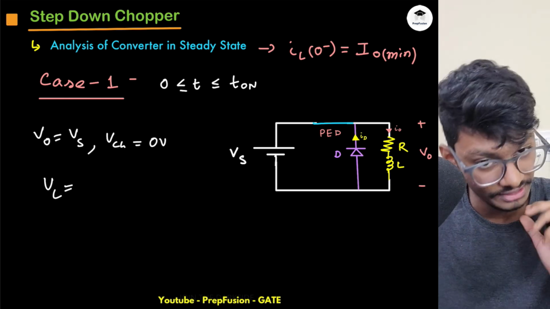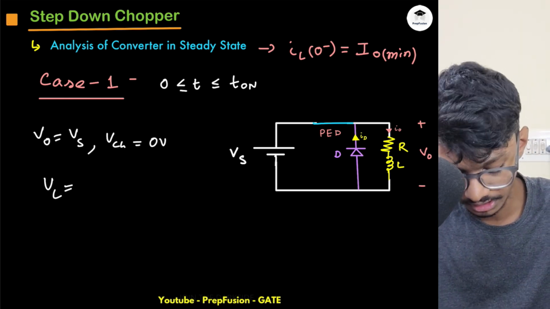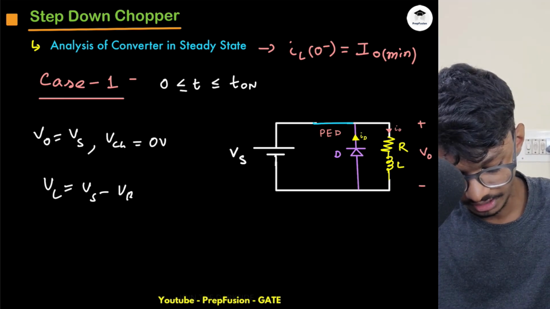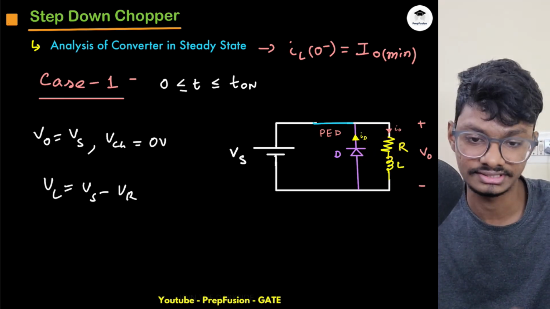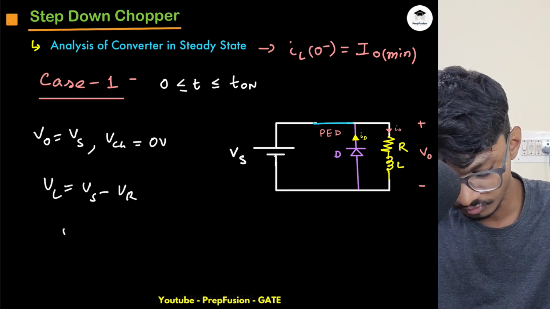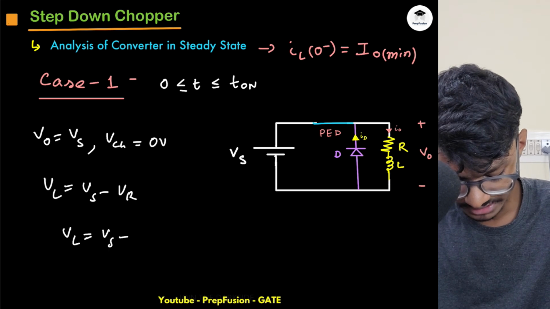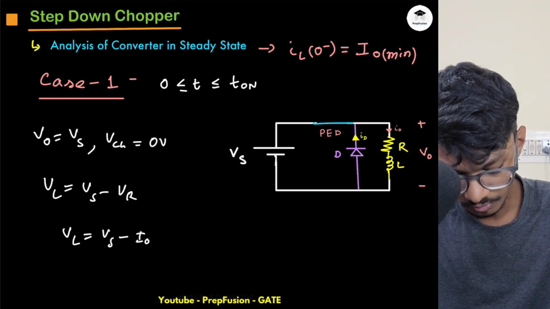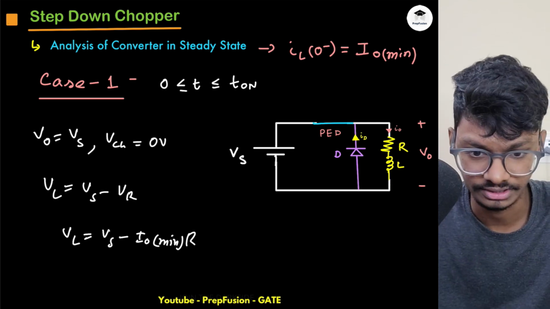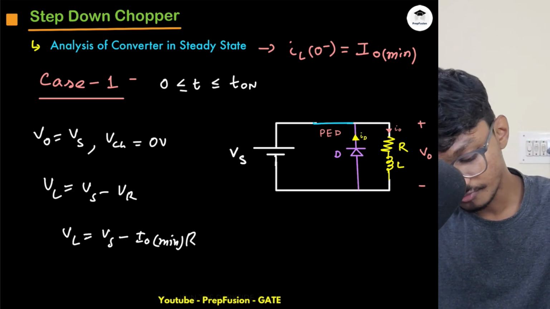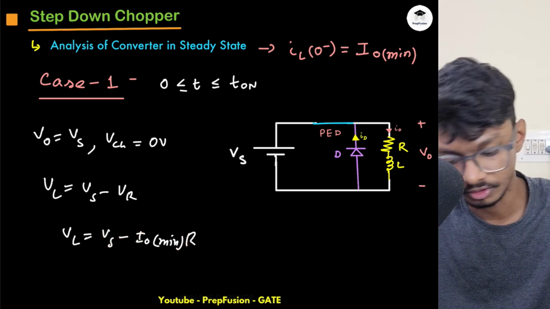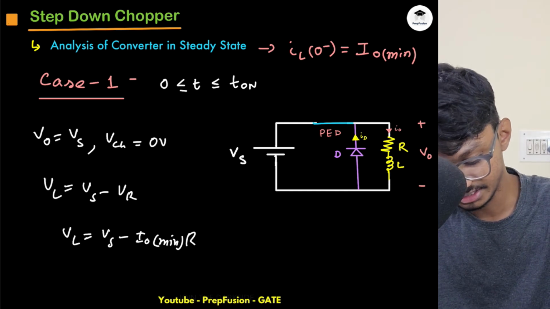Inductor voltage will not be directly equal to VS, but it will be something other than that. It will be VS minus VR, right? So whatever the voltage this resistor has, it is that voltage only. So what is the inductor voltage now? It is VL equals VS minus IO minimum into R. This is the voltage right now. Of course this will be something positive. We'll assume this will be something positive, because my current will only increase from here. So if my VL is greater than 0, what will happen?